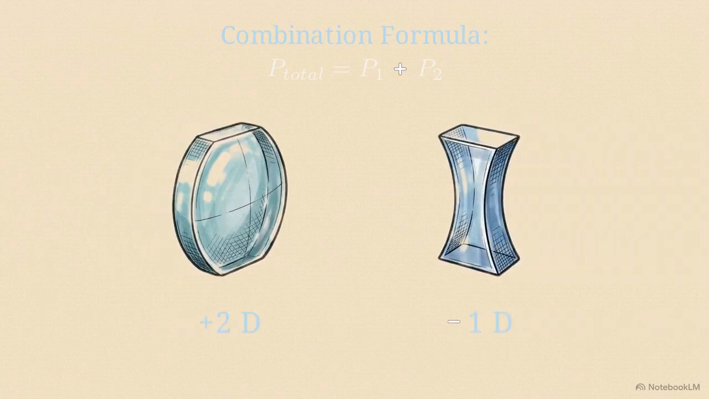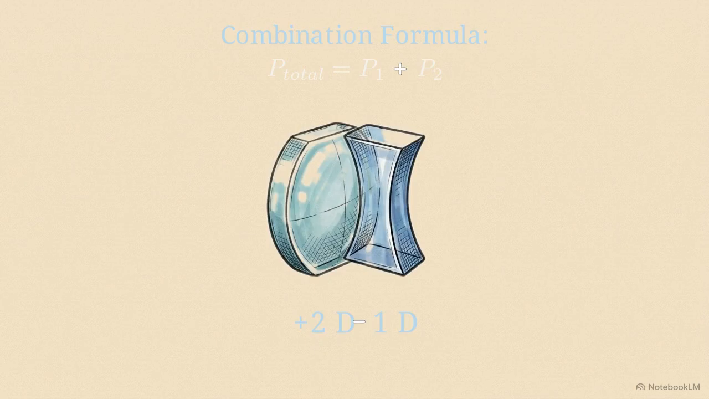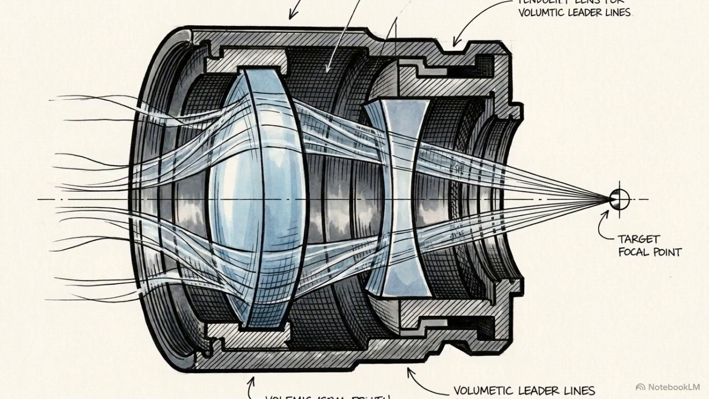Stacking our +2 diopter convex lens with a -1 diopter concave lens leaves us with a total system power of +1 diopter. This means our entire two-lens system now behaves as if it were a single lens with a focal length of exactly 1 meter.